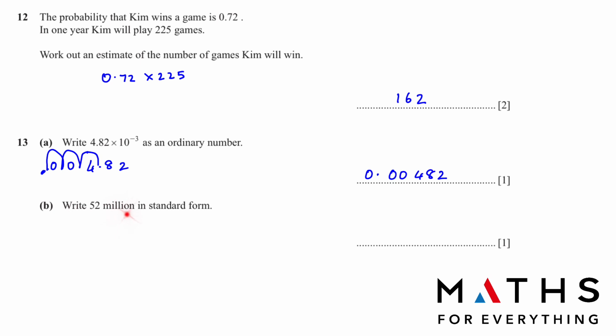Write 52 million in standard form. 52 million. In 1 million, how many zeros are there? 6 zeros. So 52 million means you have to add 6 zeros. You want to write it in standard form. For writing in standard form, there can only be one number before the decimal. So we write 5.2. We don't need to write the zeros because they are zeros. Multiply by 10. Now count the number after the red line. They are 7. So it will be 5.2 multiplied by 10 to the power of 7.